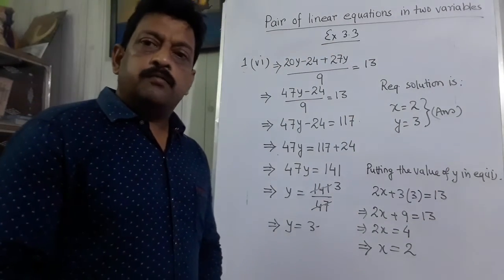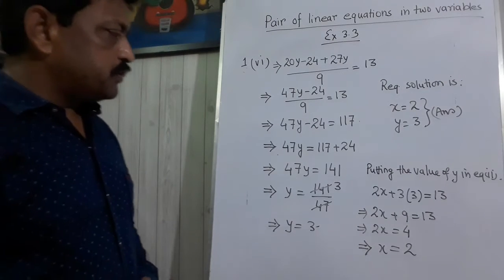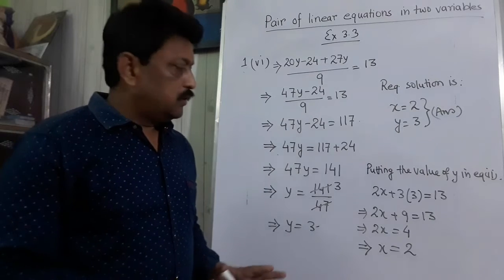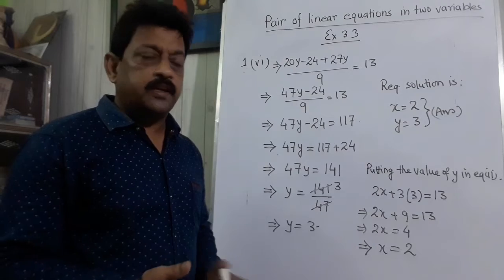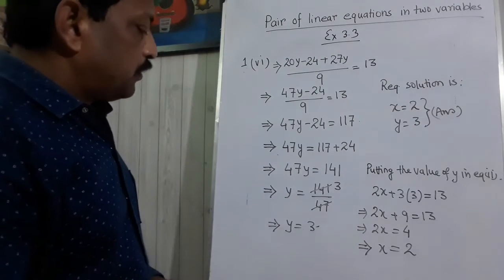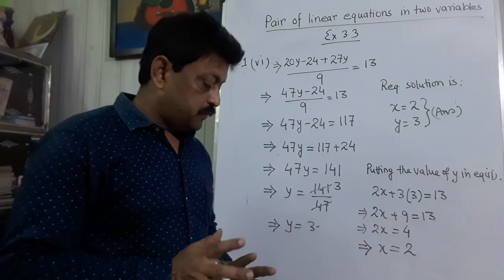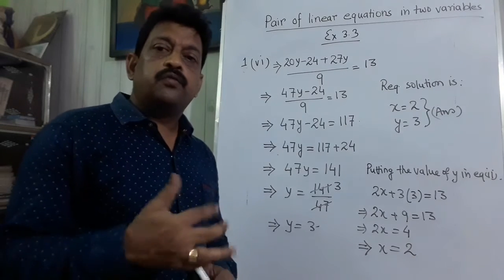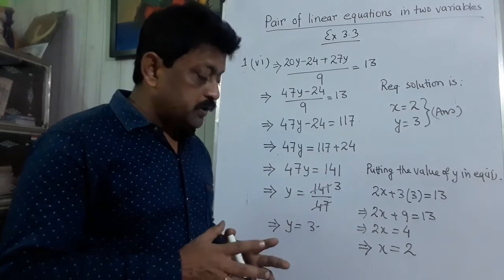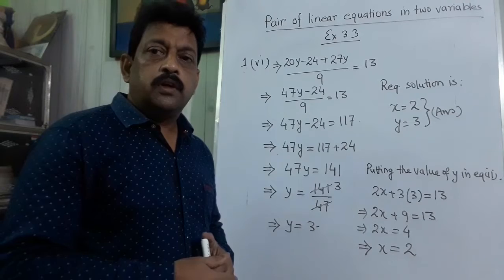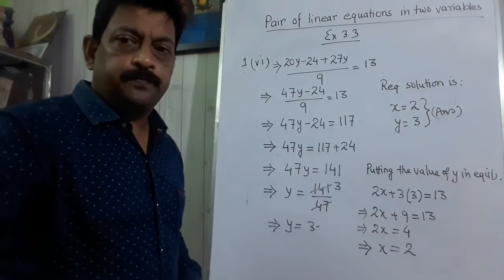I think the process is clear to you now. The process is not very hard, only you have to be careful about the calculations and the signs, the positive and the negative sign. Okay. Now let me solve one situational problem. The situation is given, we have to convert the situation into equations and then solve them by substitution method. Okay.